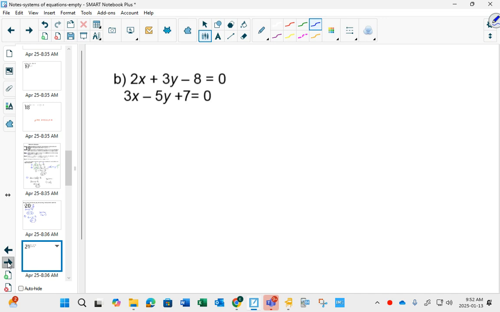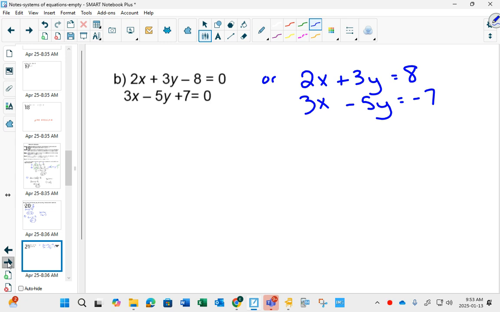But sometimes with the elimination strategy, things line up. So right now I've got my x's on top of each other, the y's on top of each other, the numbers on top of each other. I could keep them there, or I could move them to the other side. I could move the 8 over to the other side, and I could move the 7 over to the other side. But as long as things line up in columns, you can use the elimination strategy.